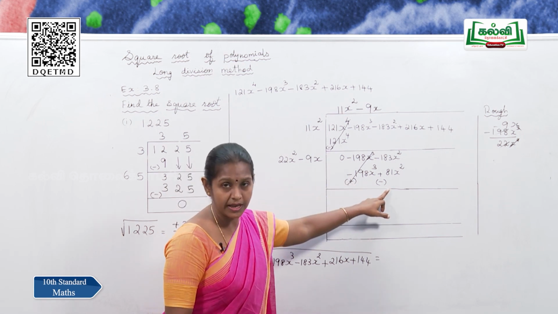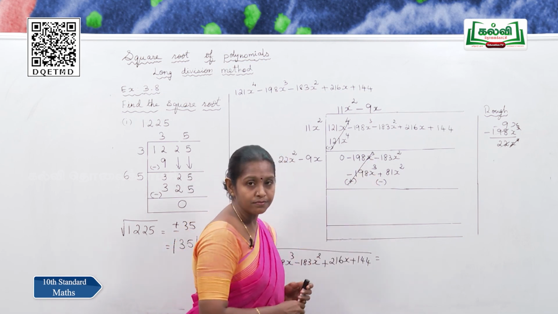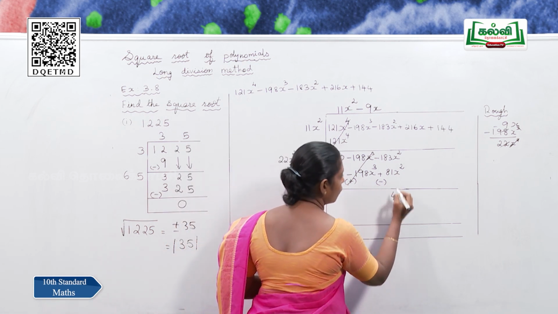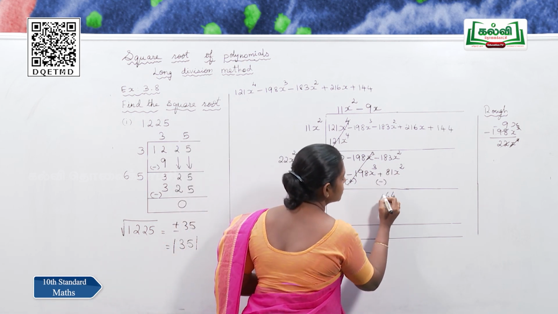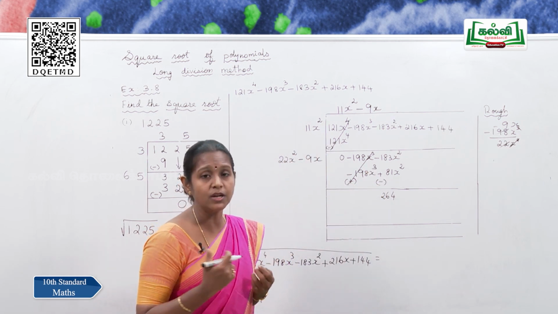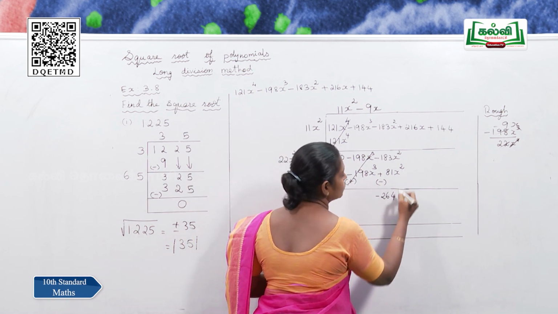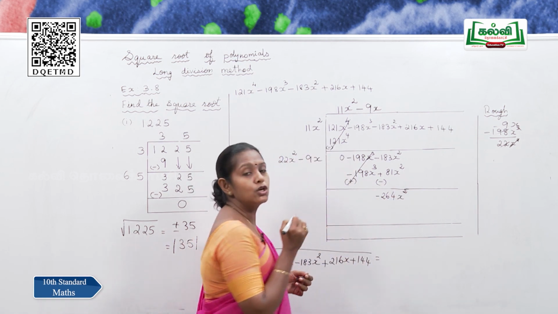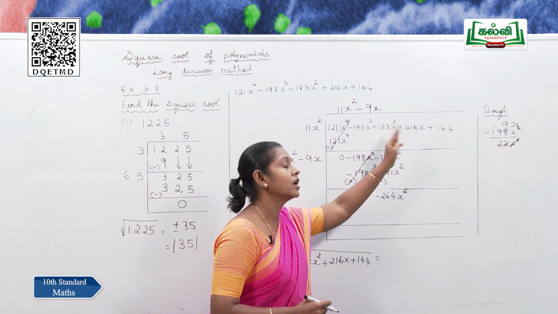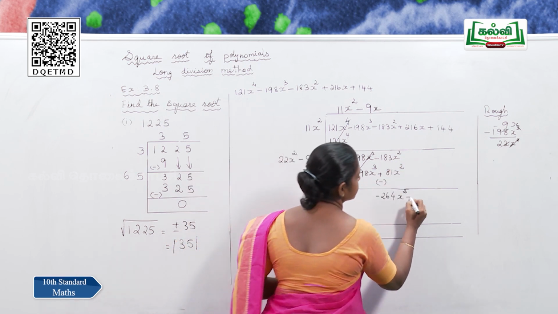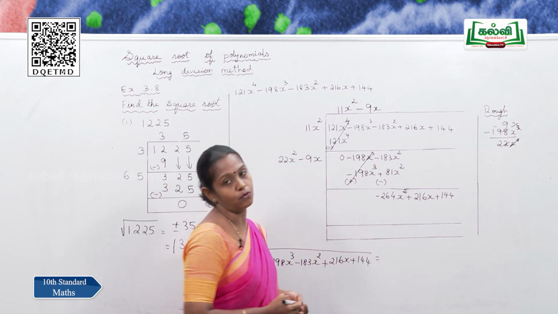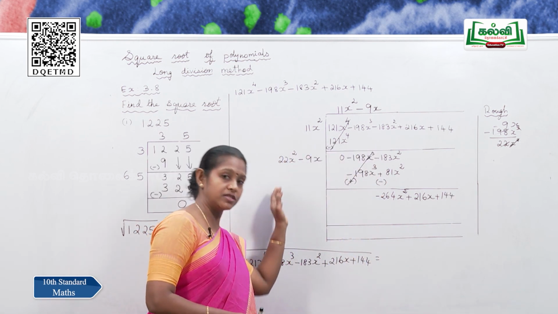Come to the next term. See, both are minus symbols. What should I do? I should add the numbers. So, you will be getting 4, 8, 8, 16. So, 2. Both are minus. What sign do you have to write? Minus. So, this will be minus 264x squared. Then what's the next step? You have to bring down the other two terms, plus 216x plus 144. Then again we have to go back to the same procedure.